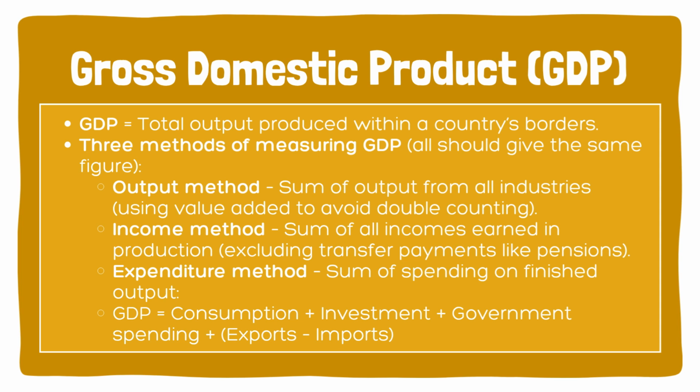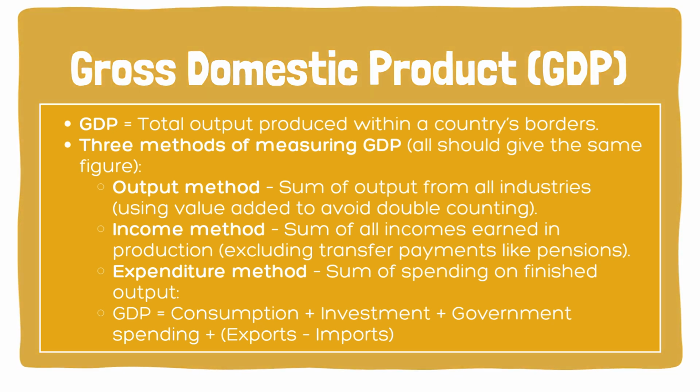This includes consumption by households, investment by firms, government spending, and exports minus imports. Exports are added because they represent spending by foreigners on the country's goods, while imports are subtracted since they are produced outside the country and do not generate income for domestic residents.